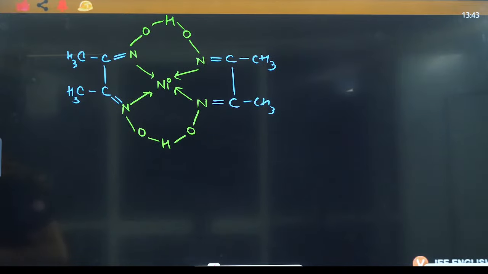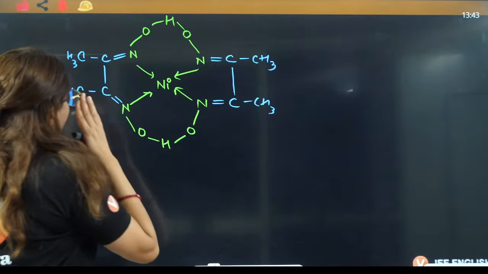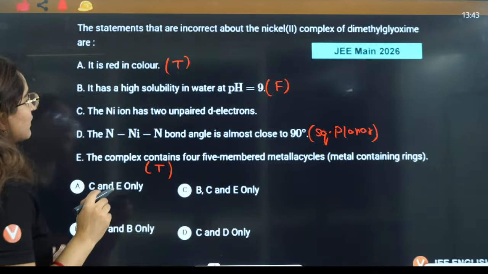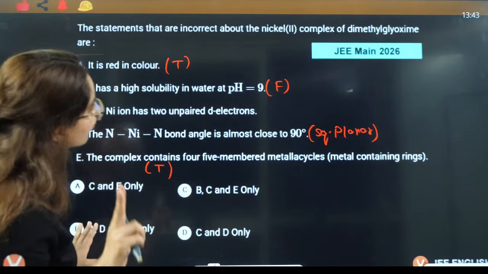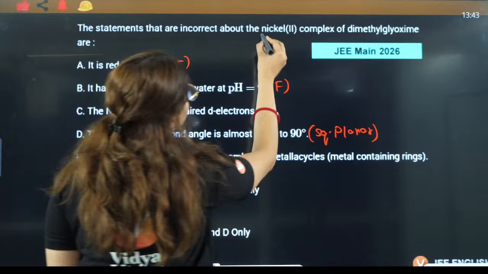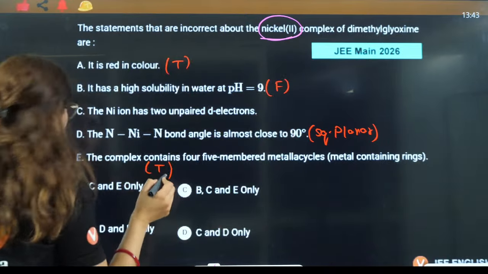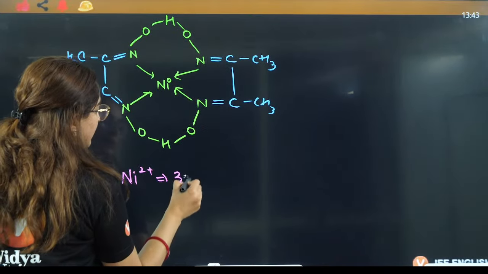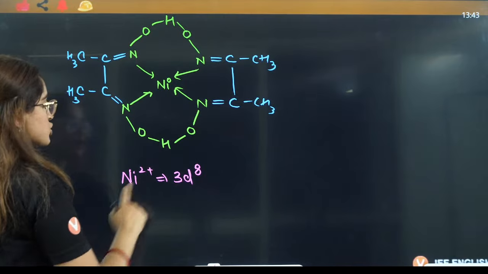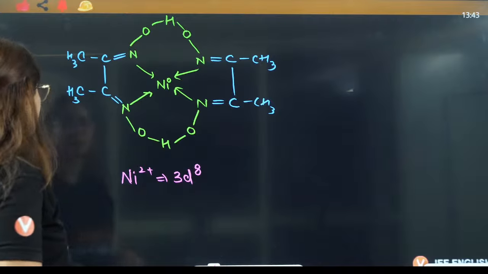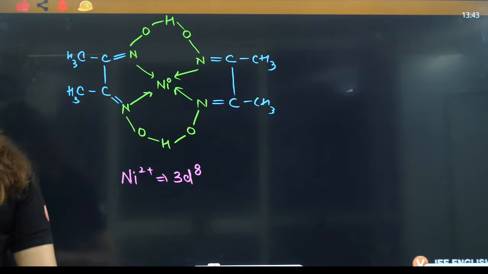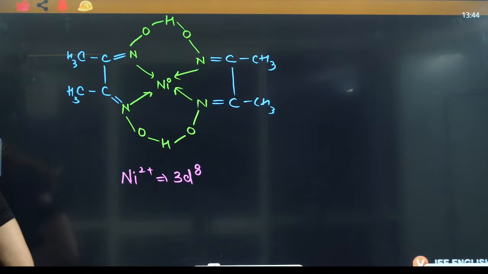Let's solve the oxidation state here. In the glyoxime complex, nickel is already given as 2, so you don't even need to calculate it. Nickel plus 2 is always 3d8. In this complex, they are saying it has 2 unpaired electrons. So because DMG is a strong field ligand, you can say yes, okay?